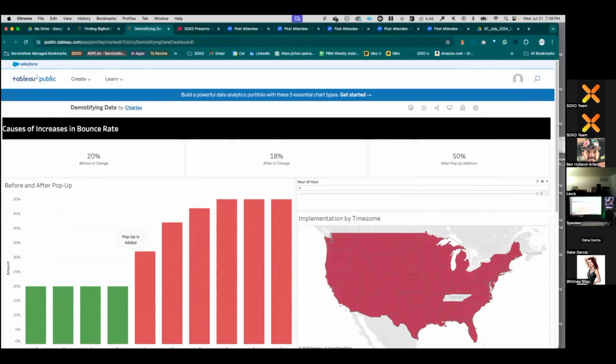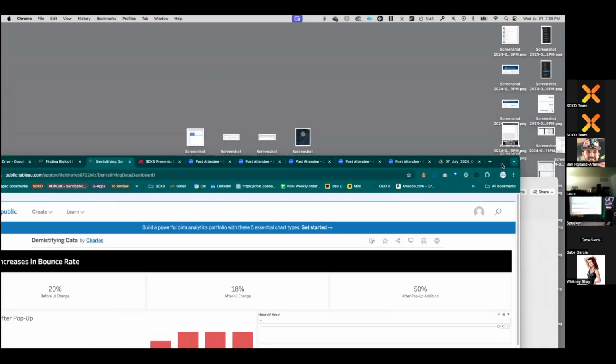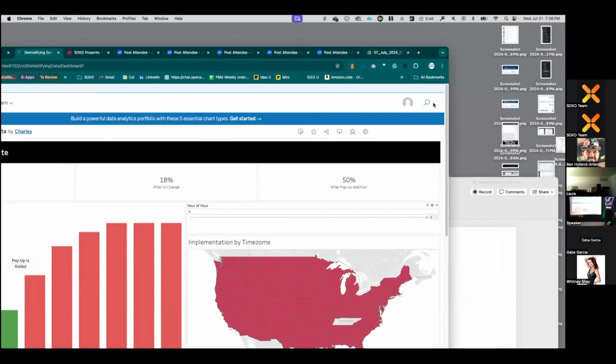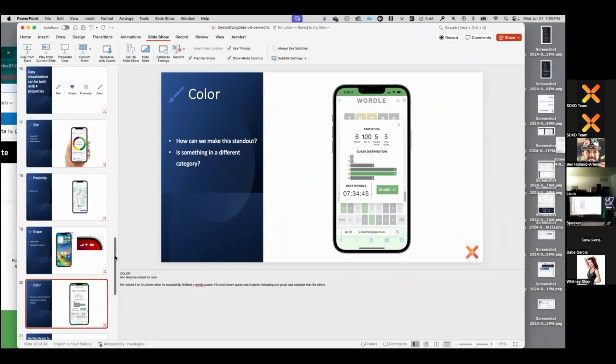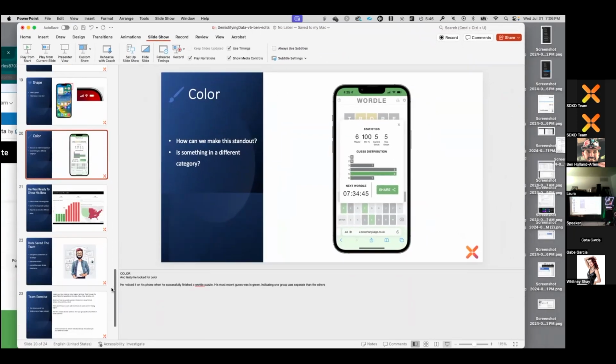His boss was stoked, and said that she was going to take it to the senior leadership right away. If I can get back to my PowerPoint. There we go. She would take it straight to leadership. And she came back and said, senior leadership saw it and they loved it.